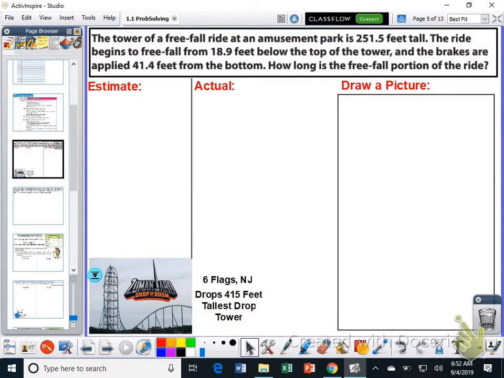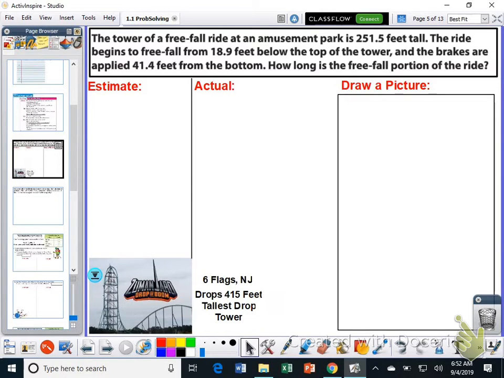So let's go ahead and go into a problem. It says, a tower of a free fall ride at an amusement park is 251 feet tall. The ride begins to free fall from 18.9 feet below the top of the tower, and the brakes are applied 41.4 feet from the bottom. How long is the free fall portion of the ride? So basically, how far are they free falling?